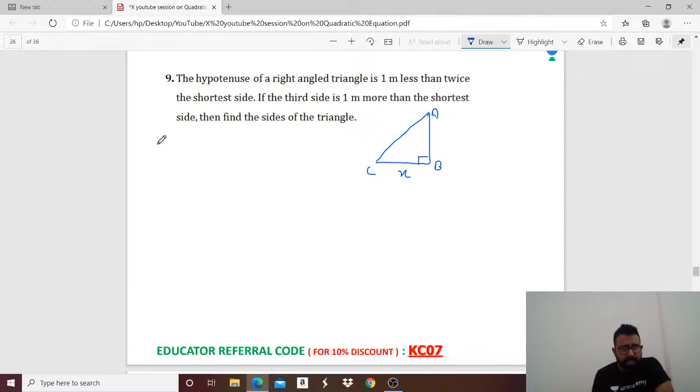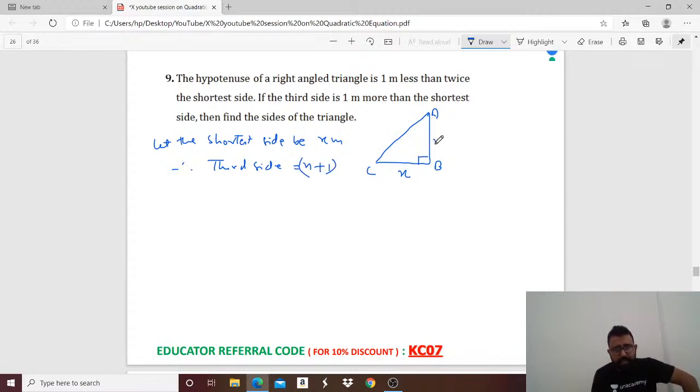So if the shortest side, let the shortest side be x meter, therefore the third side will be what? It says third side is 1 meter more than the shortest side, so third side will be equal to x plus 1. Right, so this is x plus 1. And what about the hypotenuse? The hypotenuse of the right triangle is 1 meter less than twice the shortest side.